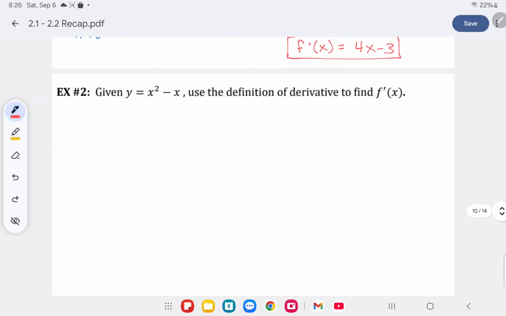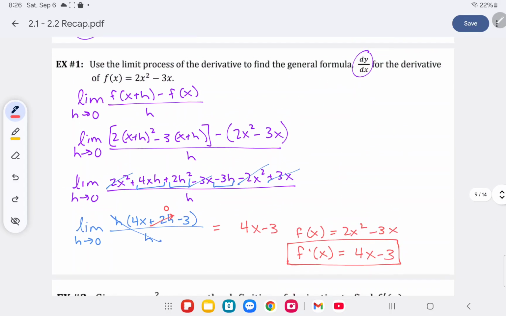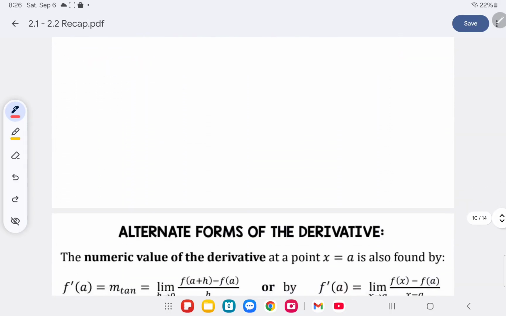Is this the same one? Oh, no, it's slightly different, but same idea. I actually think I'm just going to skip this one. Same idea.